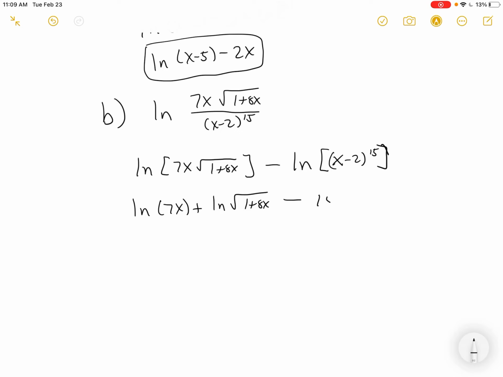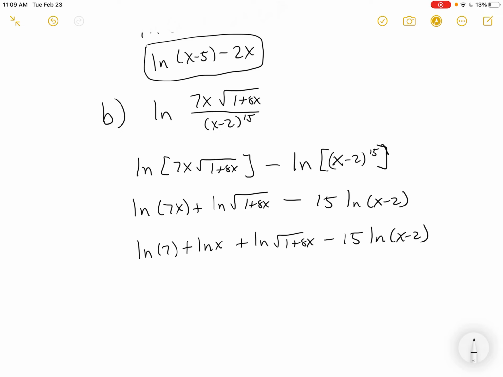they're not going to want the power. So I'm going to bring the 15 out front. And then we're going to take a look at it. How about the ln of 7x? Is that a product? You bet it is. So they're going to want this as the ln of 7 plus the ln of x plus the ln of the square root of 1 plus 8x minus 15 ln x minus 2.